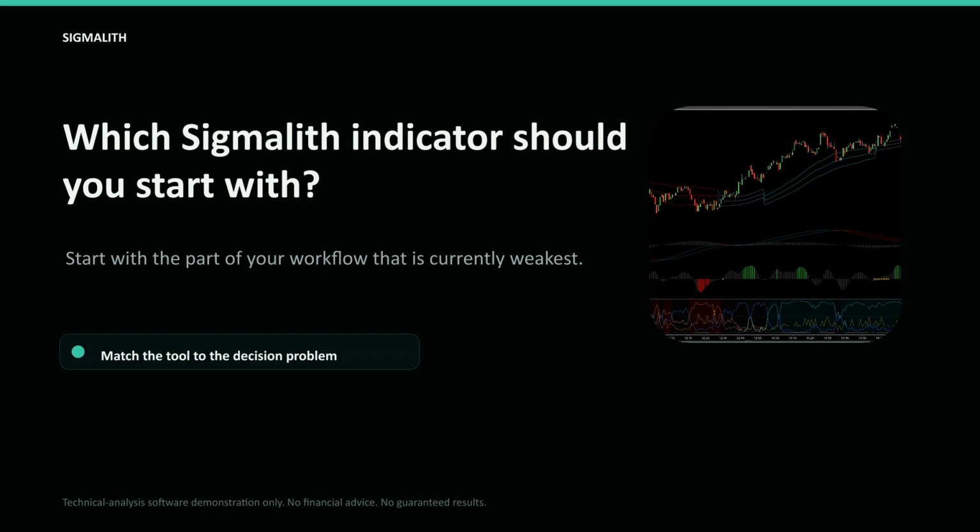This is not financial advice, and it is not a recommendation that any specific trader needs any specific indicator. The goal is simpler than that. Match the tool to the decision problem.